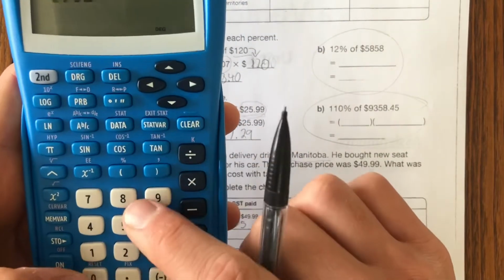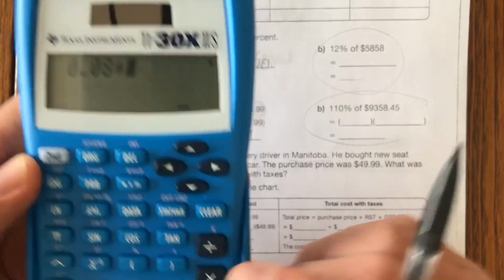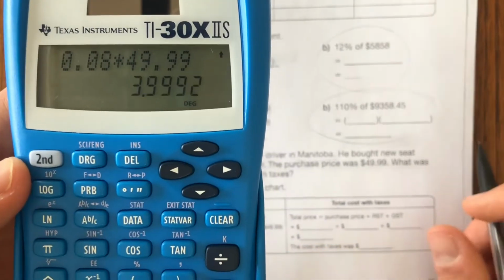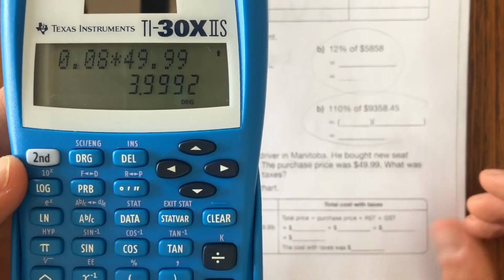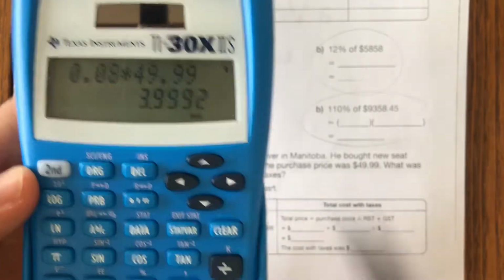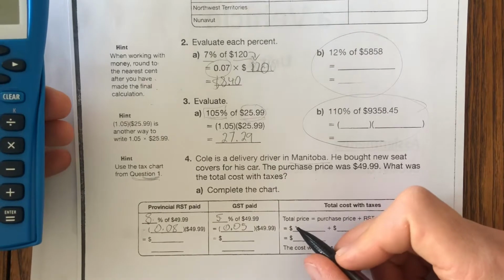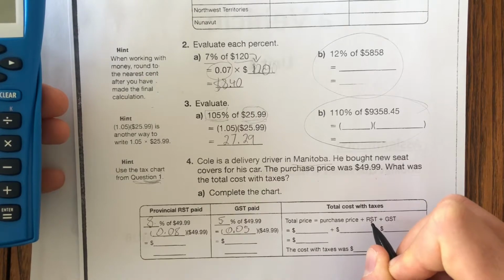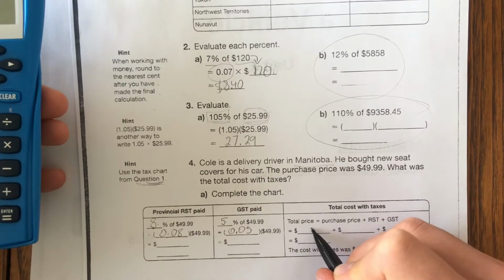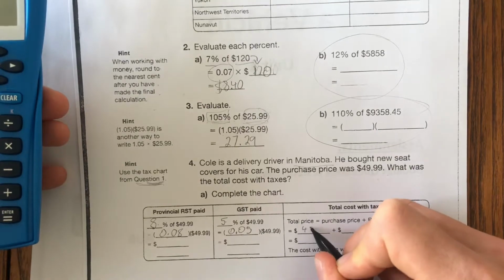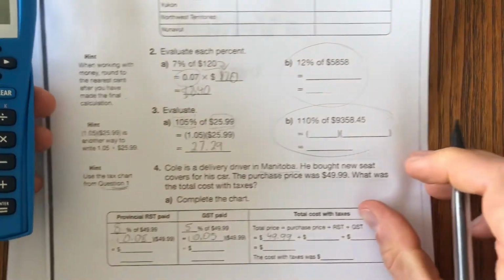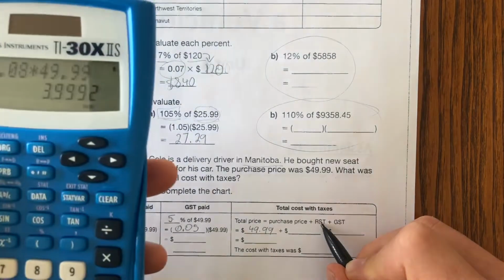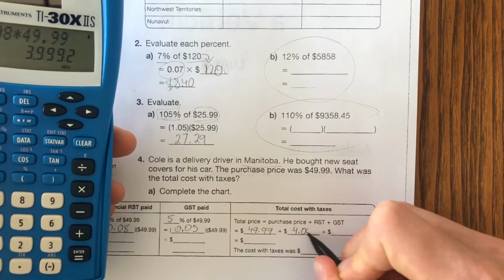So the way you do it, 0.08 times $49.99 equals $3.99. But we have to round, so it's going to round to an even $4. So our total purchase price equals the purchase price plus provincial and government tax. So our purchase price is $49.99. Our provincial tax that we just calculated is $4 after we round it.